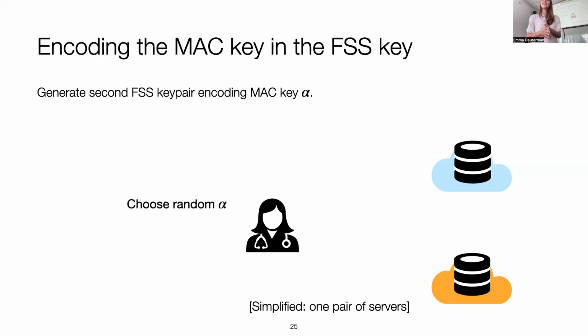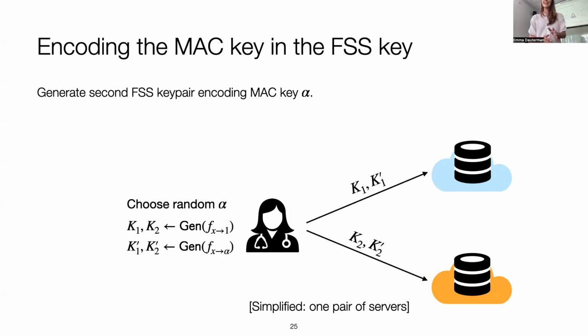So now the doctor is going to choose some random alpha value. So it's the MAC key. This is going to be random for each query. Then it's going to generate 2 pairs of keys now. So one that's going to evaluate to 1 at the point X, and then another that's going to evaluate to alpha at the point X. So the random per query MAC key.